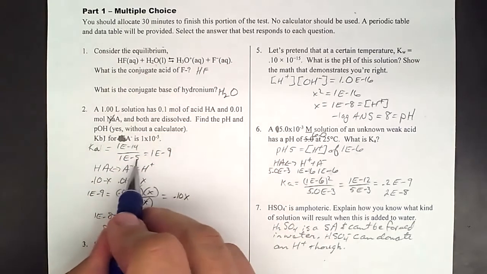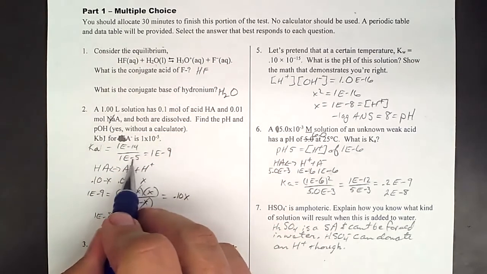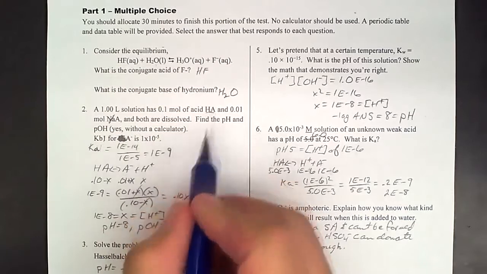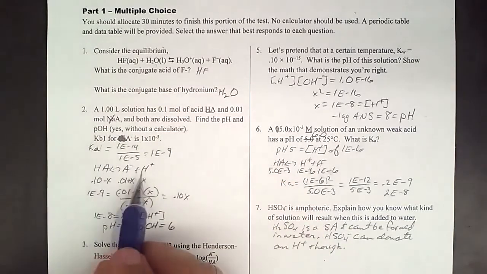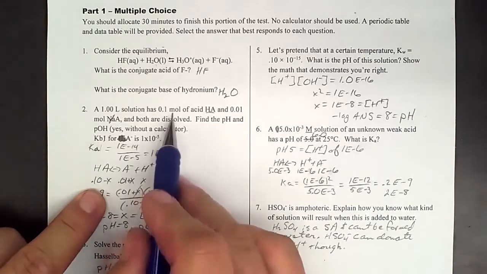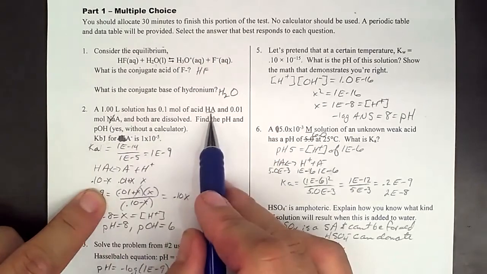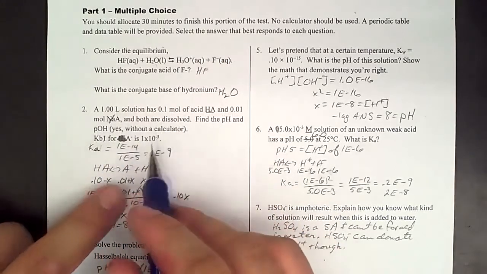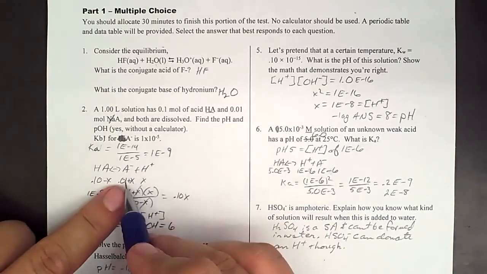So we subtract the exponents. We get 14 minus a negative 5, and we get 1 e negative 9 is Ka for the acid version. So if I write out the acid dissociation equilibrium equation, I get this. Now, we started with 0.1 molarity of the acid, and 0.01 moles per 1 liter of the A minus anion.